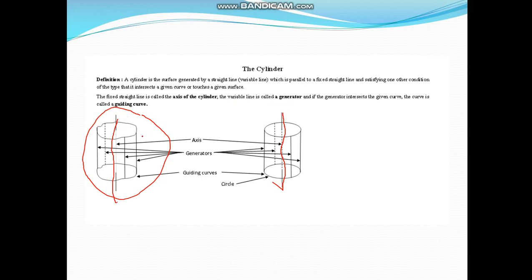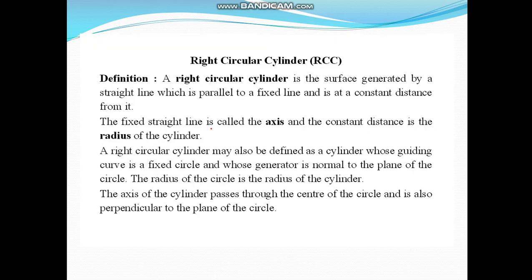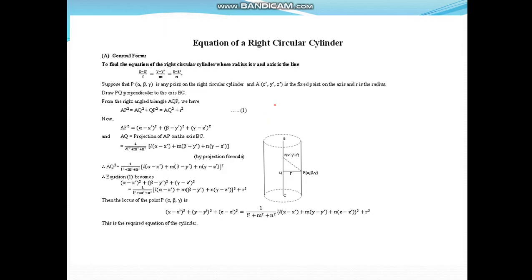The variable line, these two, are called generators. And if the generator intersects the given curve, the curve is called a guiding curve. So here this curve is a guiding curve. Here this circle is a guiding curve. So if the guiding curve is a circle, then the cylinder is also called the right circular cylinder. Now that is what I have told here, what is a right circular cylinder.